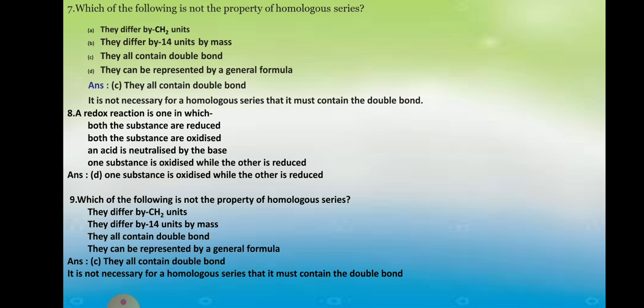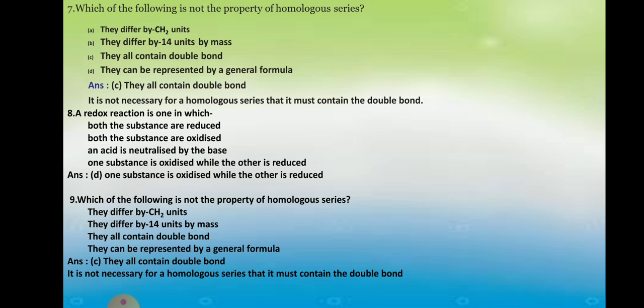Next, which of the following is not a property of a homologous series? Members differ by a CH2 unit, and 14 u will be the difference in mass. They all contain a double bond. That is wrong. They may contain a double bond, not always. They can be represented by a general formula. So a homologous series may not always contain a double bond. That is why it is selected.